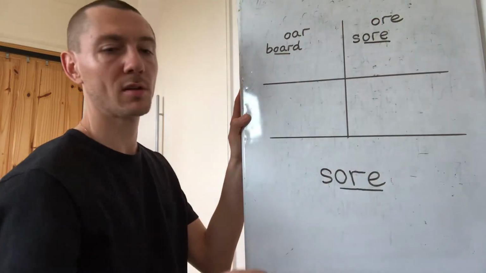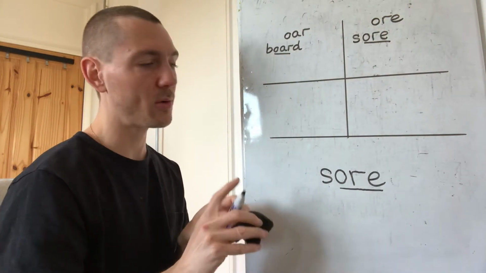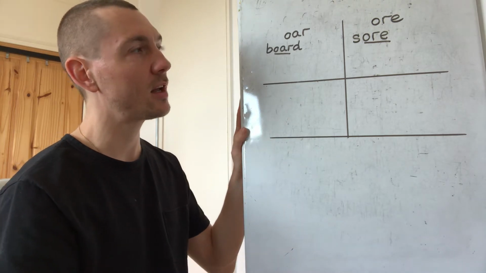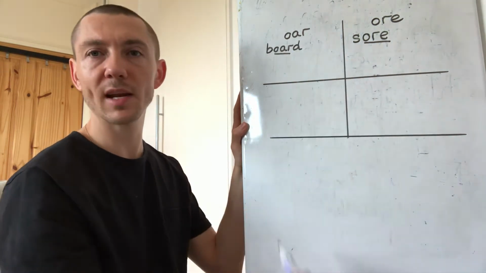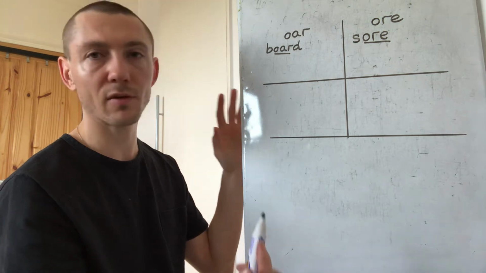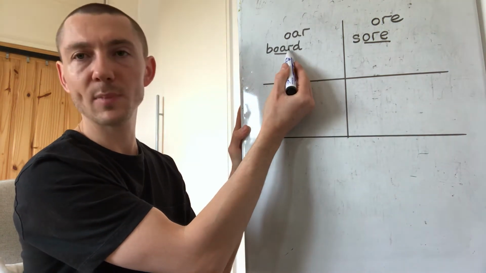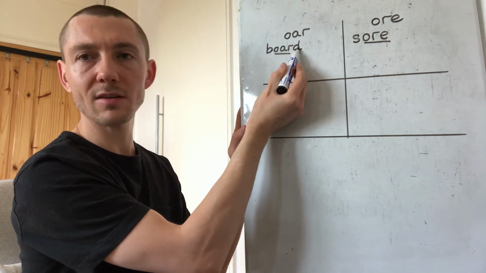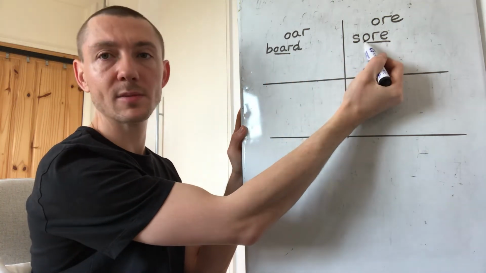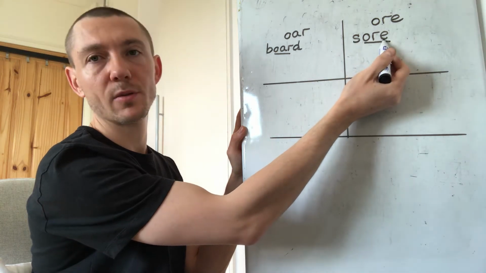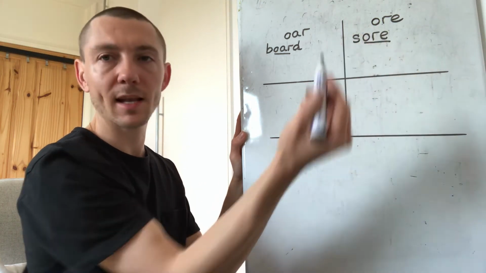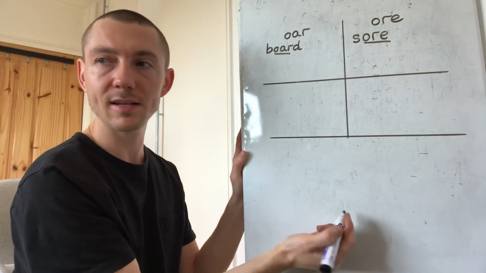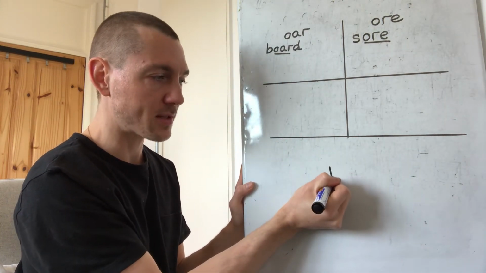Sore. Sore. And again, I want you, as we go through, to see if there are any patterns, anything similar about the words where these different spellings of the sound occur. For example, the O-A-R spelling so far is in the middle of the word, isn't it? It's got sounds either side of it, whereas the O-R-E spelling is at the end of a word without any sounds after it. So let's see if that pattern continues.